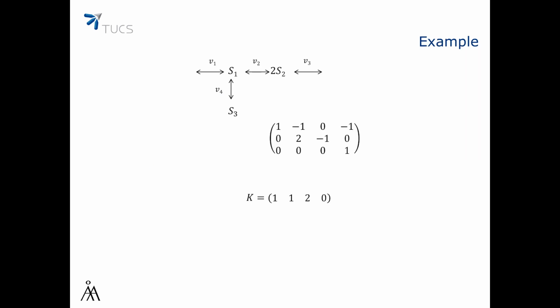So here is an example. We have 4 reactions, the first one being that S1 is both degraded and created. Then the second one, S1 goes reversibly into 2S2. The third one is that 2S2 goes into nothing. And the fourth one, S1 goes into S3 in a reversible way. So the stoichiometric matrix is the one shown below the list of reactions. And the kernel can be determined to be 1, 1, 2, 0.